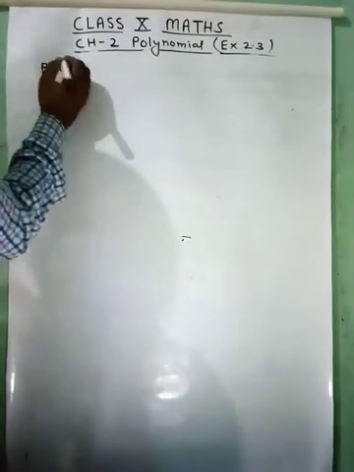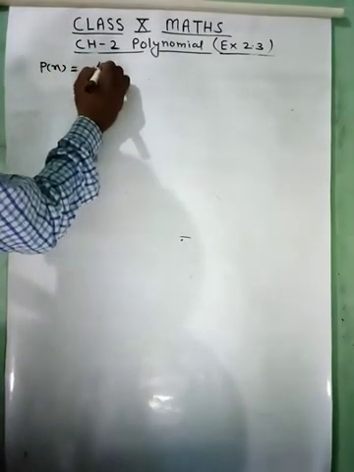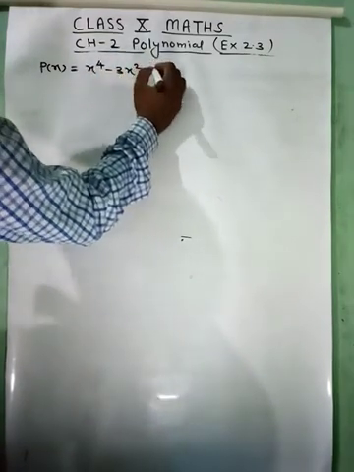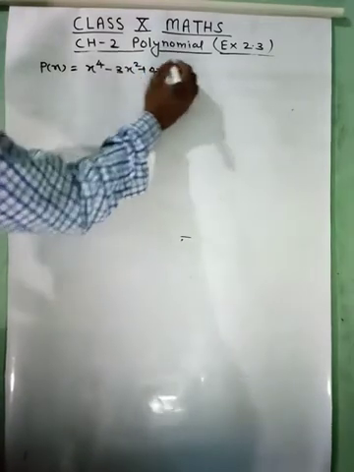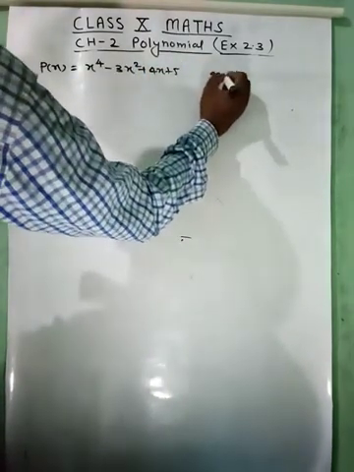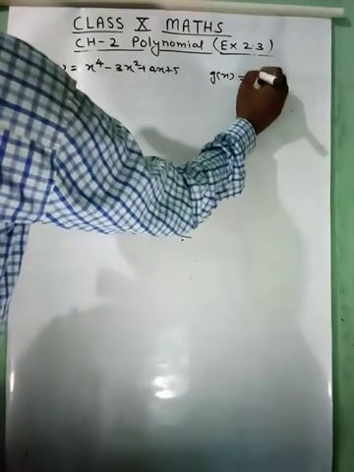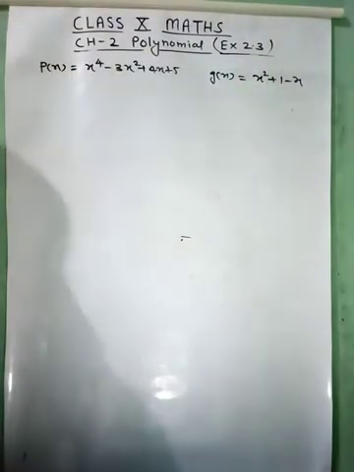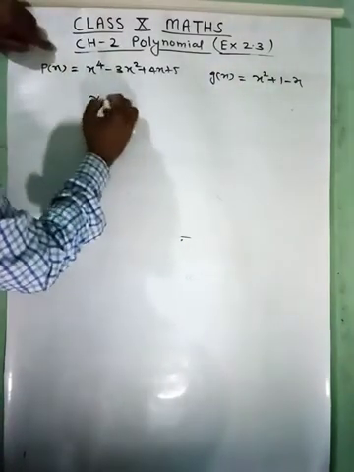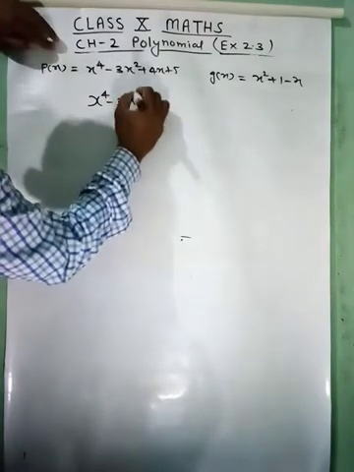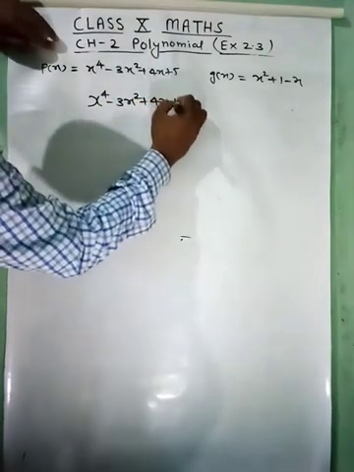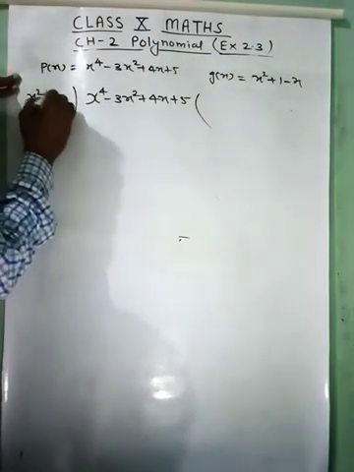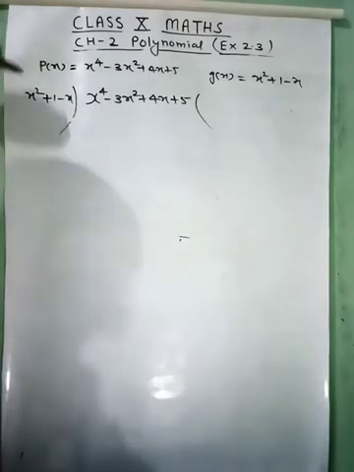p(x) is equal to x power 4 minus 3x square plus 4x plus 5 and g(x) is equal to x square plus 1 minus x. Now we will write here x power 4 minus 3x square plus 4x plus 5 and divide it by g(x). It means x square plus 1 minus x.